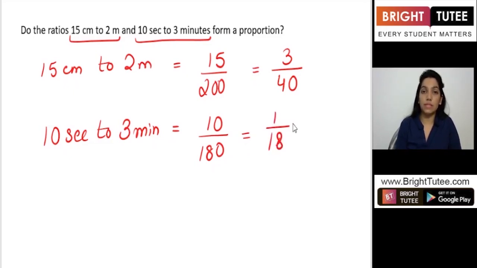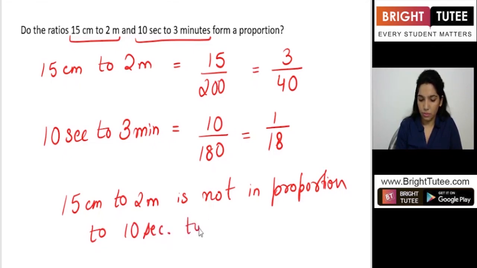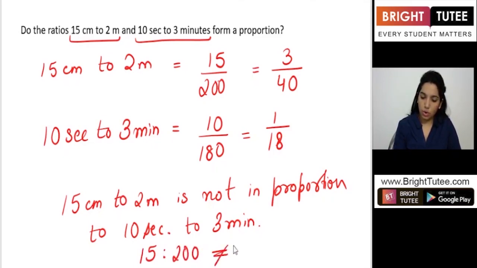So what do we notice? We see that 15 centimeter to 2 meter is not in proportion to 10 seconds to 3 minutes. Or in the other way we can write it as 15 is to 200 is not equal to 10 is to 180. And see how when we are writing in ratios, we must write them in the same unit.